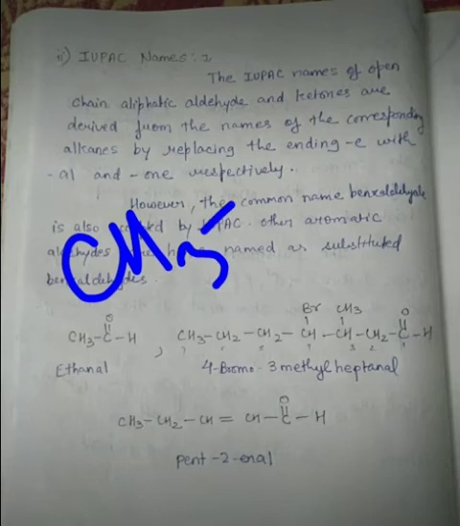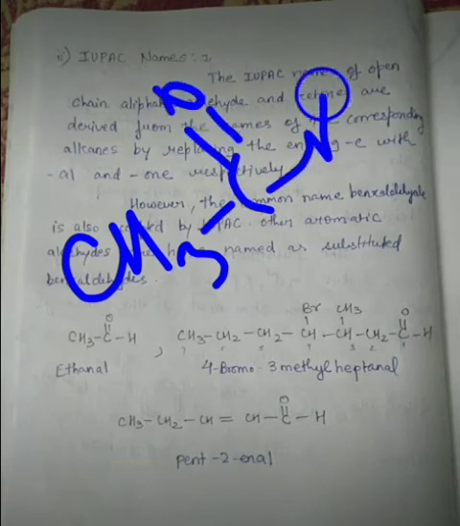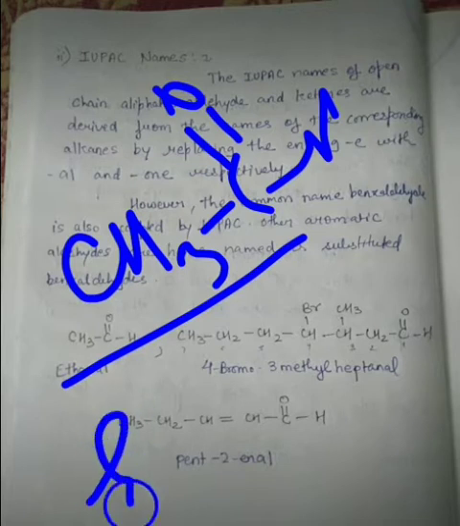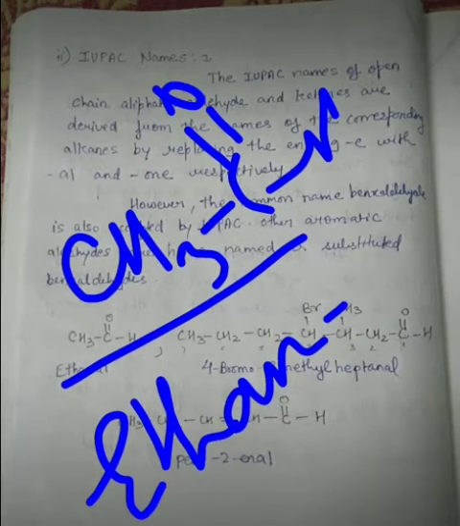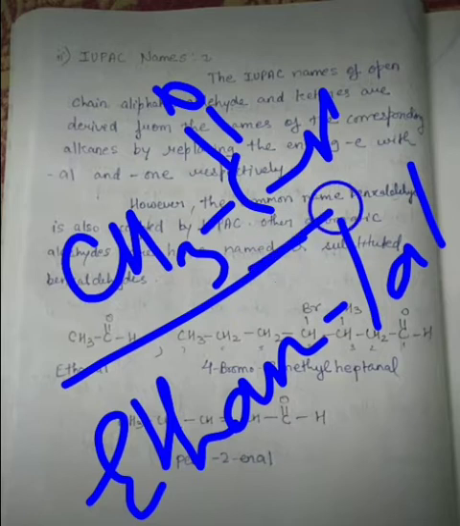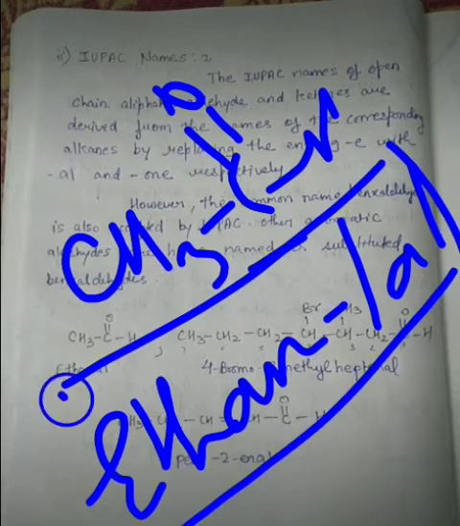Suppose we are taking an aldehyde. Here is the aldehyde. As there are 2 carbon atoms in the skeleton, the word root will be eth. As there is a single bond, there will be ane, and we replace this e with al. We can also give the position of the aldehyde group. It is at first position, so it will be named as ethane-1-al.